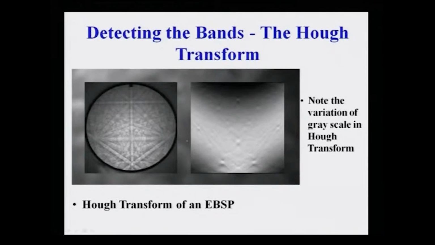And then once you do this, you have to detect the bands, okay, and these bands are detected by using an indexing scheme, or that is what is called EBSD pattern recognition. So, EBSD patterns can be recognized or indexed using several schemes.